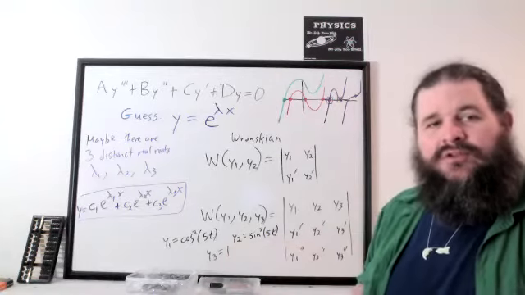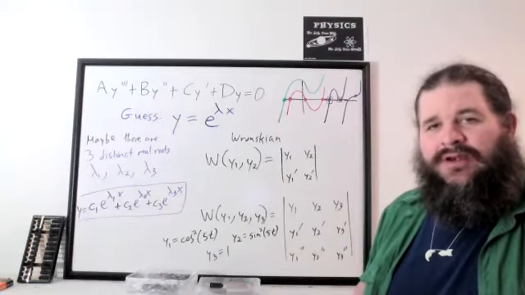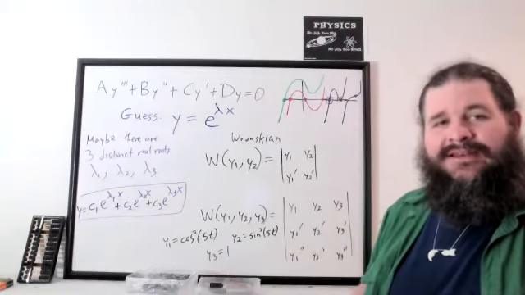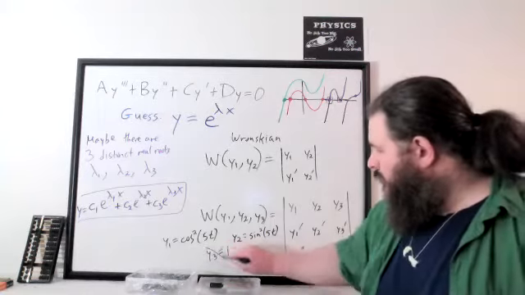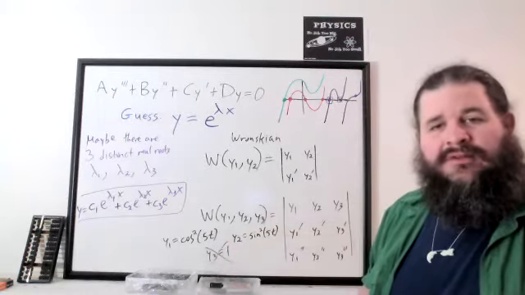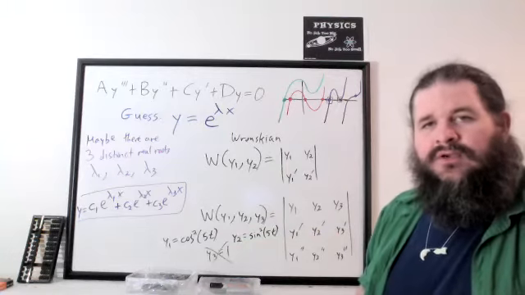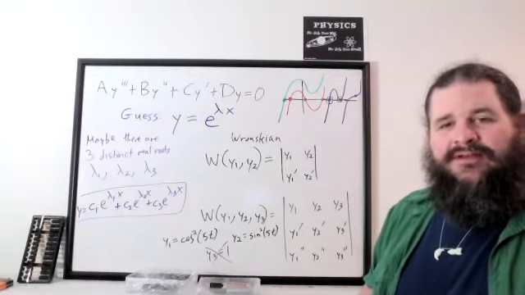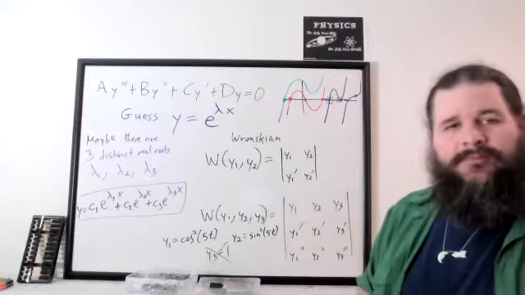You can't have one of the solutions just be a duplicate of the information already provided. You need a third genuinely different solution. So this wouldn't work. These three functions together do not form a fundamental set of solutions. You need a third solution that's genuinely different so that the Wronskian is non-zero.